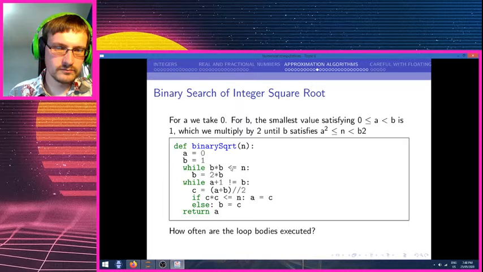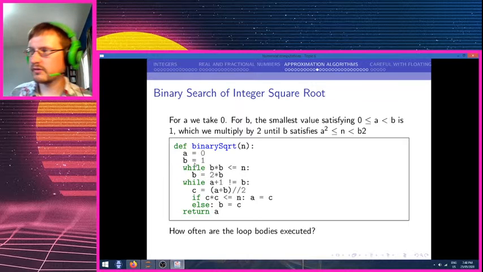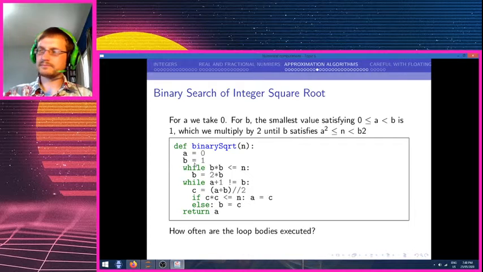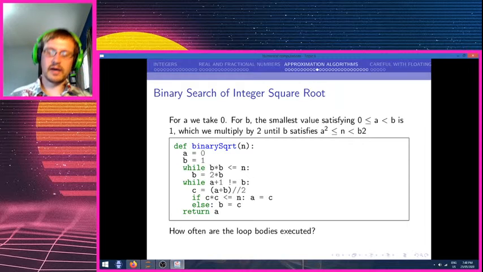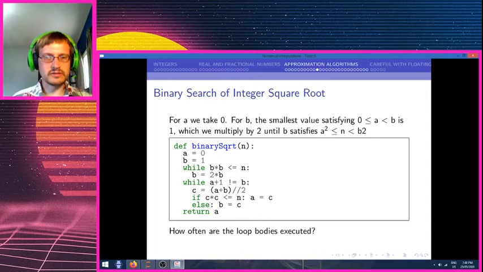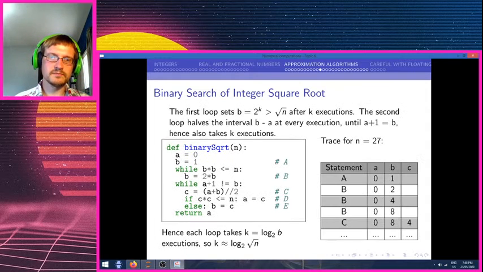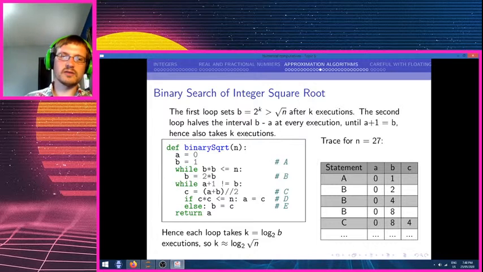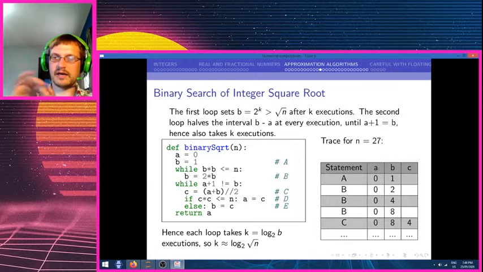So our algorithm here becomes logarithmic rather than linear, which is good. Logarithms are good. So the first loop sets b equal to 2^k, greater than the square root of n, after k executions. The second loop halves the interval b minus a at every execution until a plus 1 equals b. Hence, it also takes k executions. Hence, the loop takes k, log base 2 of b, right? So this is a logarithmic relation.